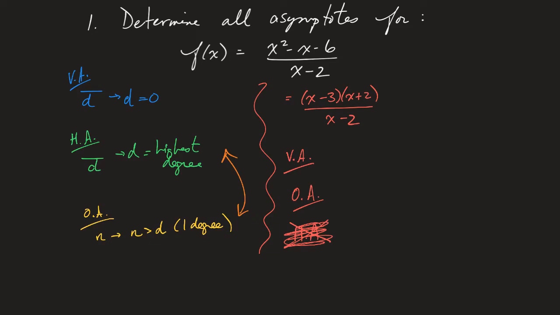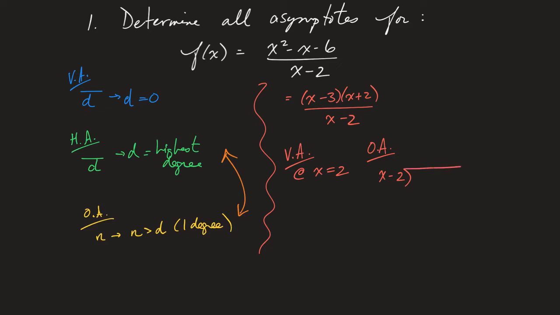So, I am going to just wipe all of this stuff out. Because the question just says determine all asymptotes, we can pretty quickly go through and say I have a vertical asymptote that exists at x equals 2. How do we find the oblique asymptote? Well, if you recall, the oblique asymptote is found by performing the division. So we are going to take x squared minus x minus 6 and divide it by x minus 2. So we go through that division process.